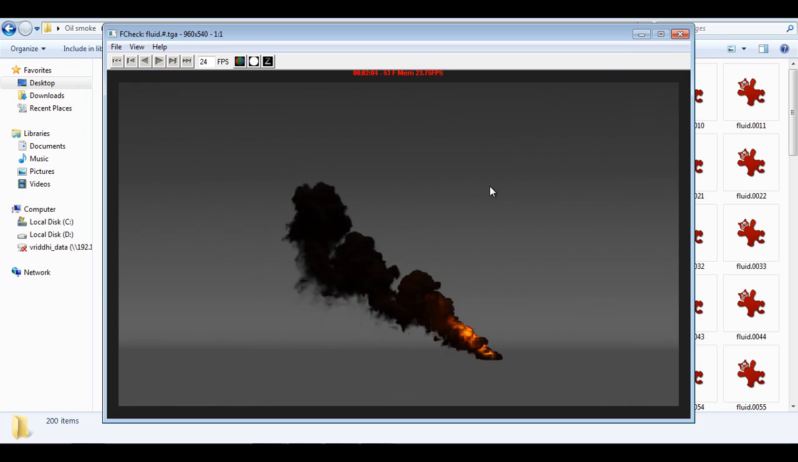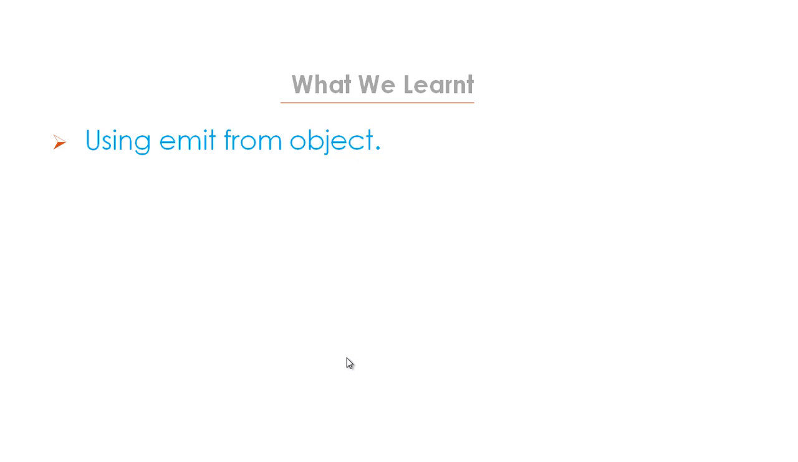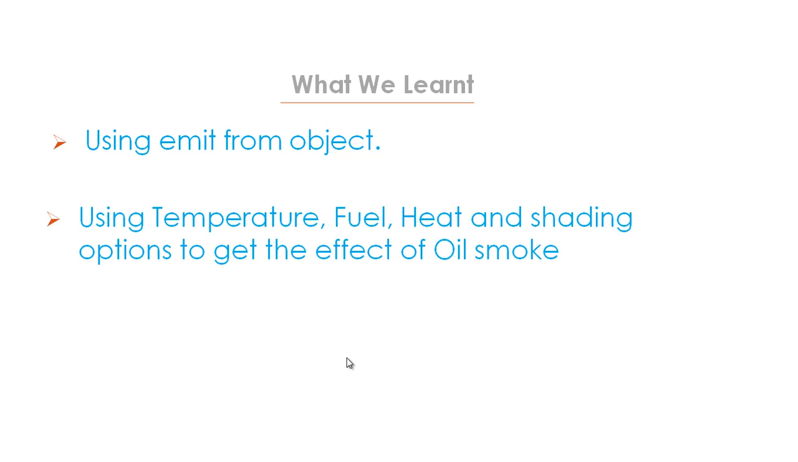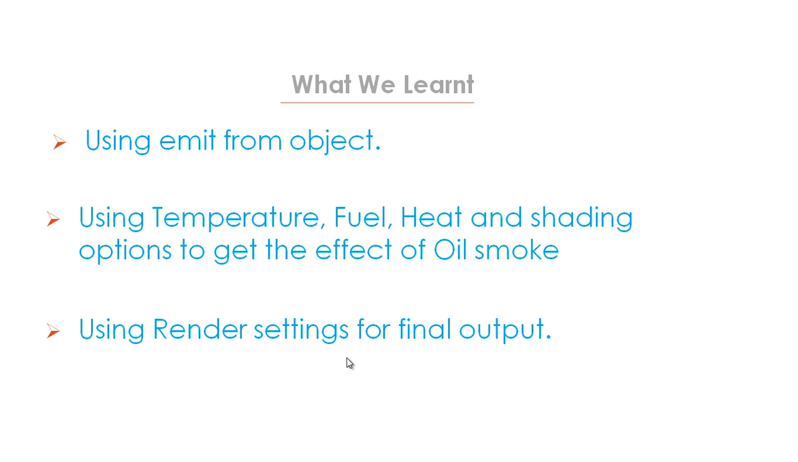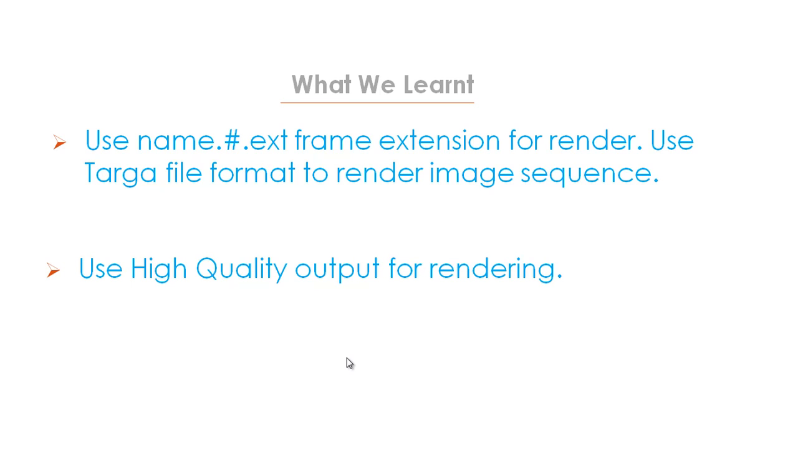Let us see what we have learned in this video. We have seen how to use emit from object so that we can emit fluid from the selected object. We have seen how to use temperature, fuel, heat and shading options to get the effect of oil smoke. We have seen how we can use render setting for final output, in which we need to use name.#.ext frame extension for render. Then we need to use targa file format for rendering an image sequence, and always choose high quality output for rendering.